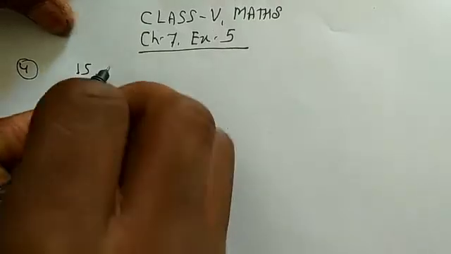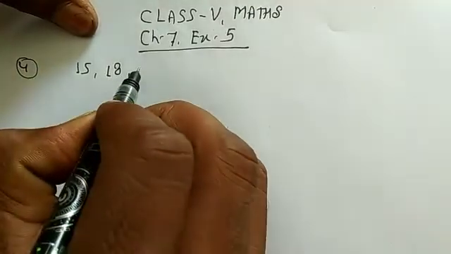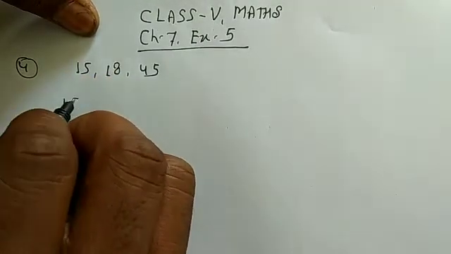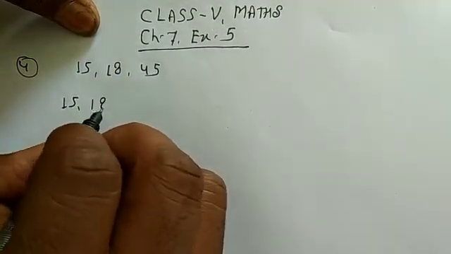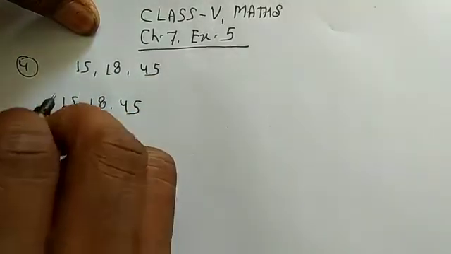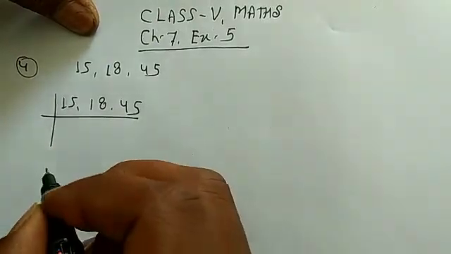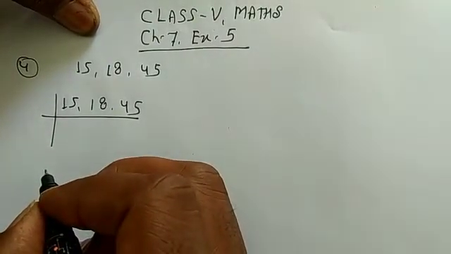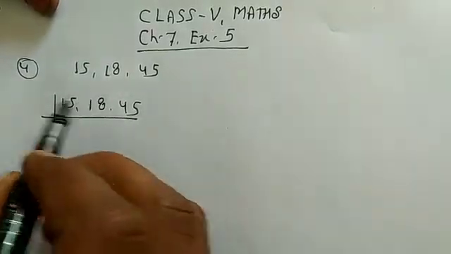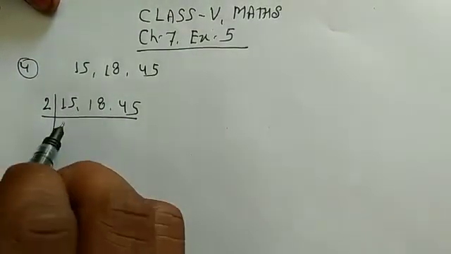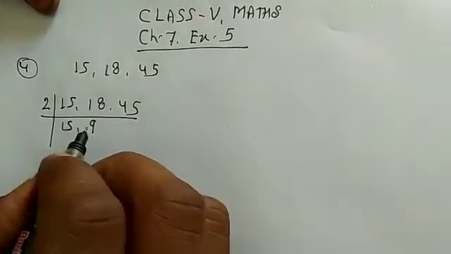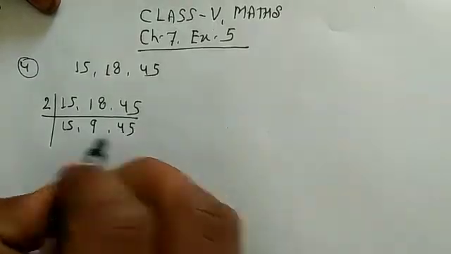The numbers are 15, 18 and 45. Find out the LCM. Mostly to find the LCM, you will follow the common division method. If the method is not given in the question, you will follow the common division method. First of all, divide by 2. 15 will not divide. 18 will be divided by 2, 9 times. 45 remains as it is.